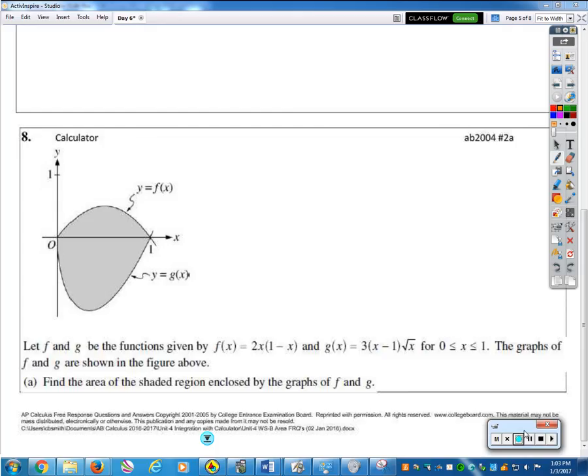Okay, turn to number eight. Number eight on the worksheet.